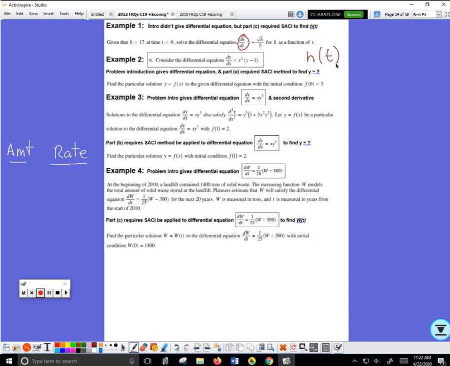And because my differential equation includes the output variable h, I know I'm going to have to use Sassi. Questions about example 1, then I'll talk about the other 3 real quick. So just real quick, it doesn't have to say initial condition? Sometimes when we use the Sassi method, it won't say that. Correct. It kind of gives it to us, but it doesn't necessarily say initial condition.